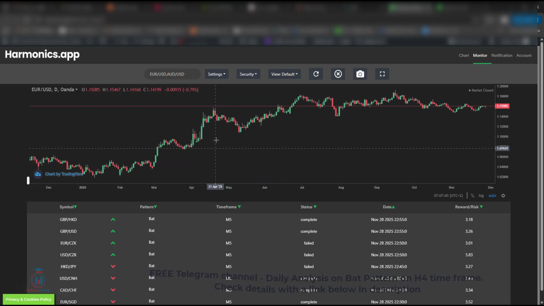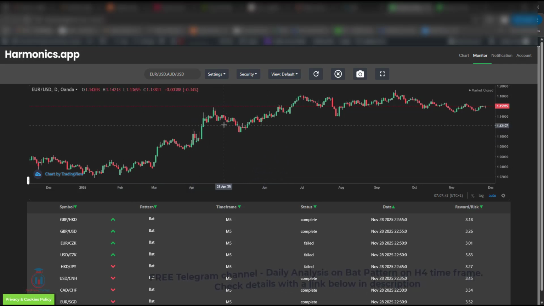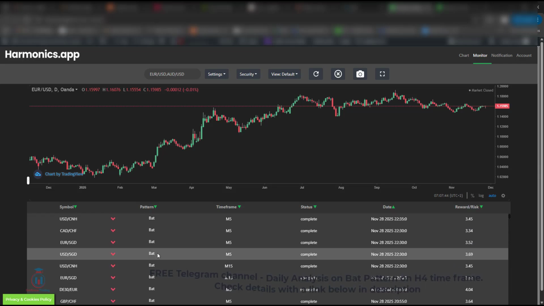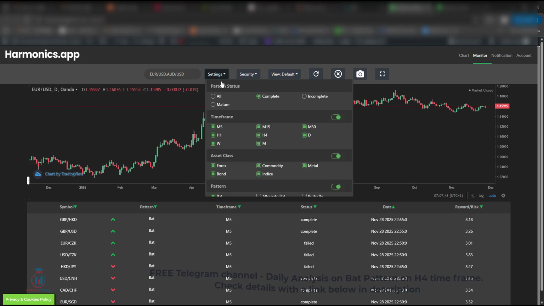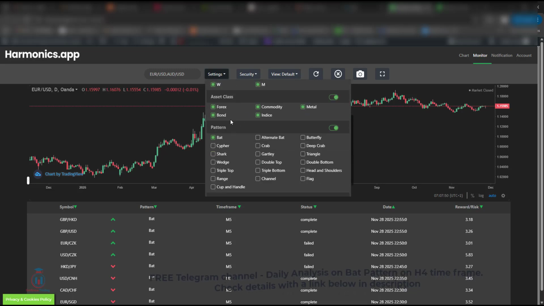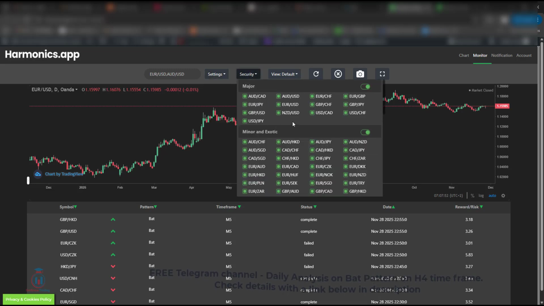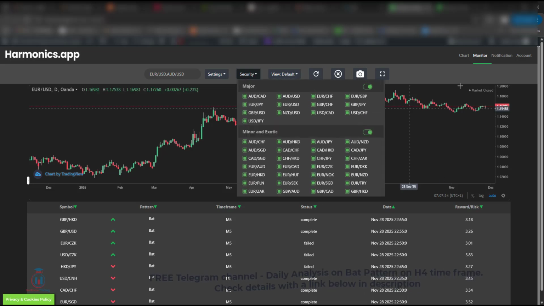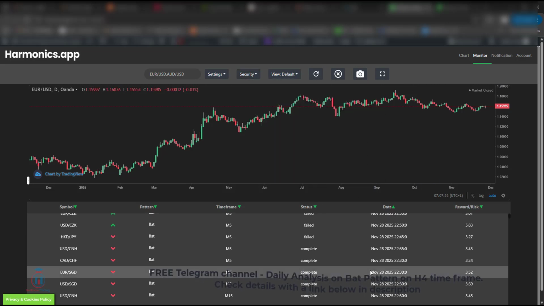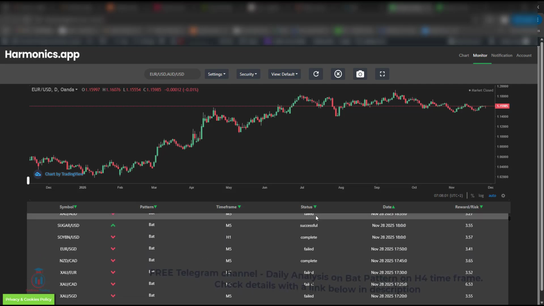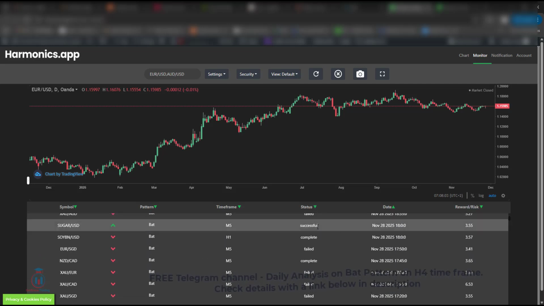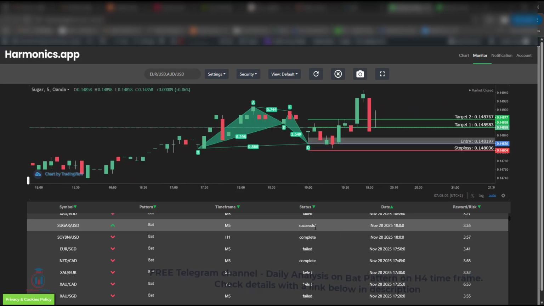For example, here is the window where you have the chart, and below that you have patterns detected based on the settings you have selected. Here it is the time frame, which symbols, which patterns, here in more details which symbols you would like to track, and below that there is a table with more details. You can see the time frame which you have. The status is successful, which means it has already reached the target too.